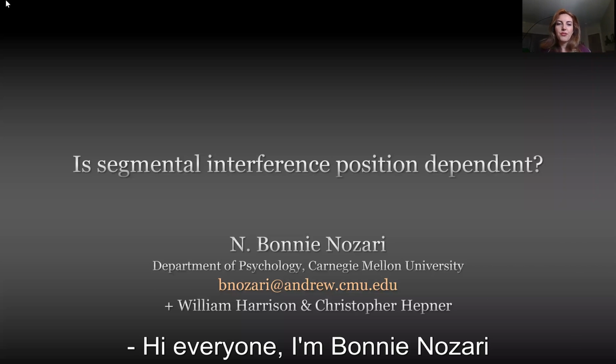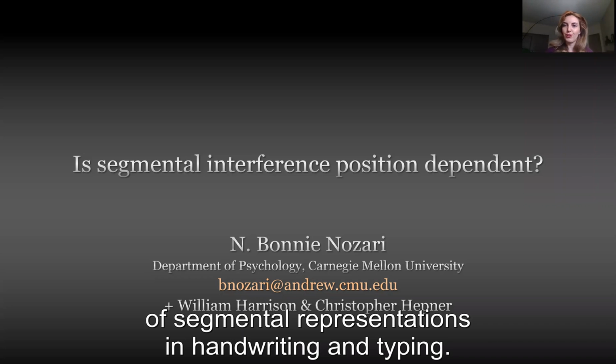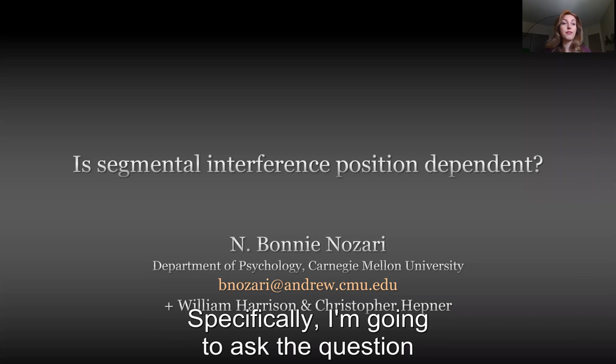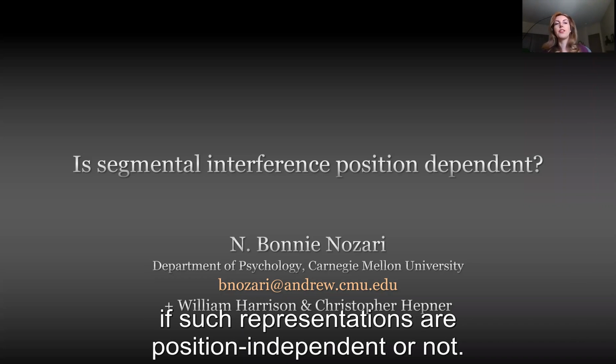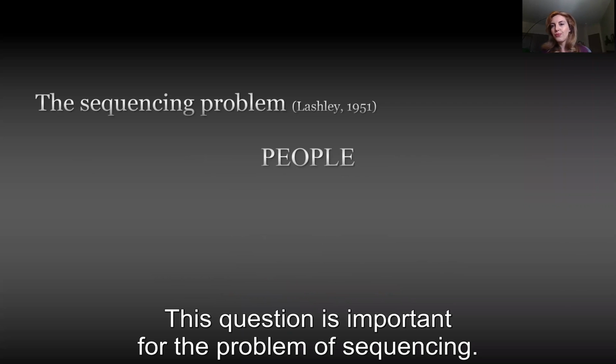Hi everyone, I'm Bonnie Nozari from Carnegie Mellon University, and today I'm going to talk about the nature of segmental representations in handwriting and typing. Specifically, I'm going to ask the question if such representations are position independent or not. This question is important for the problem of sequencing.